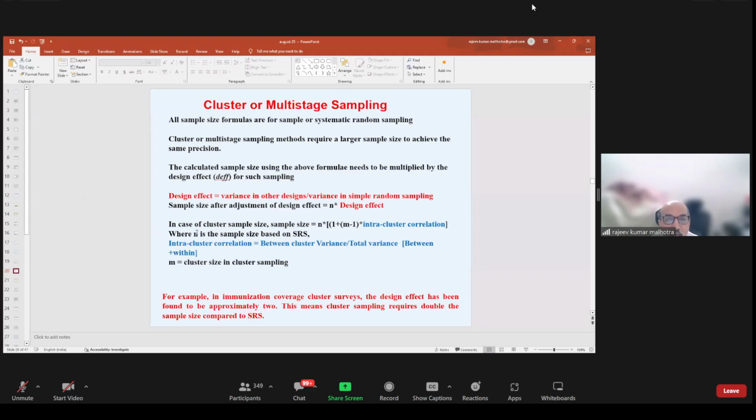In the cluster sampling method, the formula is 1 plus (n minus 1) times the intra-cluster correlation. That is difficult to find out. So generally it is recommended that you take a design effect for cluster sampling between 1.5 and 2. For stratified sampling, it may be less than 1. So you have to first find out your design effect.